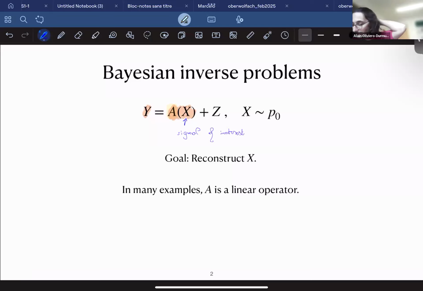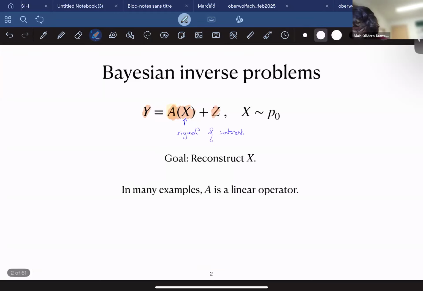Plus Z, which is some extra noise. And to complete my probabilistic model, since I'm in a Bayesian setting, I need to specify the prior distribution on X, which I denote P0. And now the goal is, based on my observation y and the information of my prior P0, to reconstruct X.